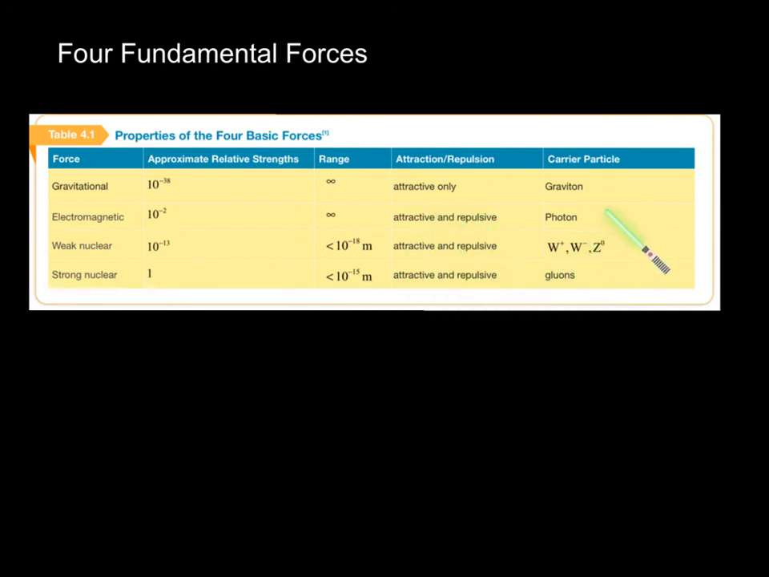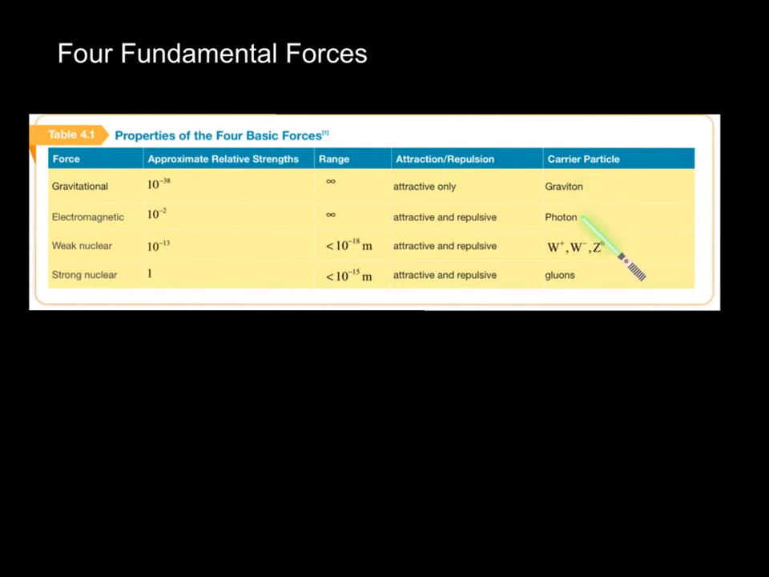The way these forces act is through carrier particles. These carrier particles get exchanged back and forth between the 2 objects that are interacting, and that causes what we see in terms of the effects. Graviton for gravity, photon, which is basically just light, for our electromagnetic force, the W and Z bosons for the weak nuclear force, and gluons for the strong nuclear force.